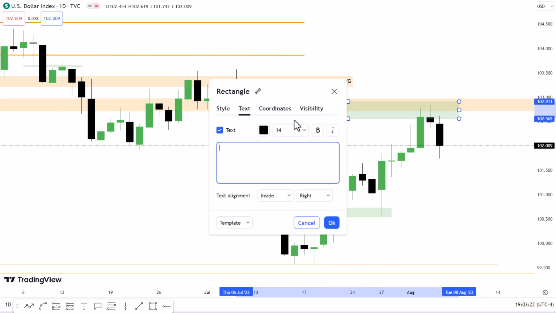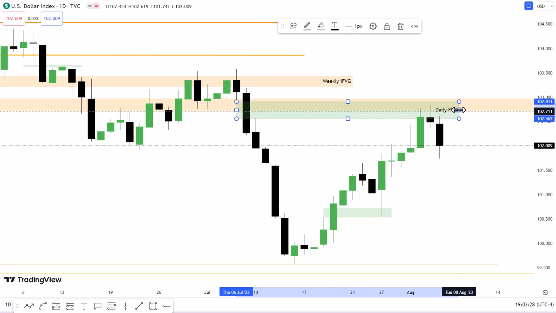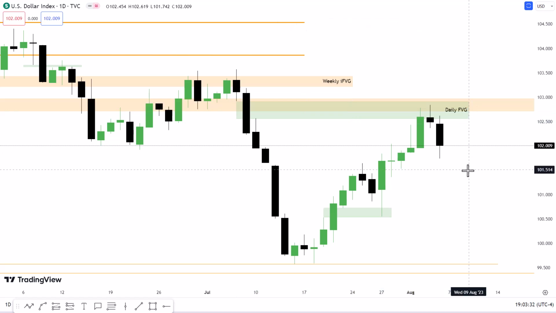So I'll call this the daily fair value gap. I extend that to the right. Now look at how the daily fair value gap was respected this past week. This price action for Wednesday, Thursday, and Friday, we saw price moving back down from it.